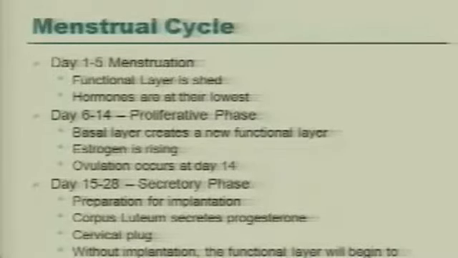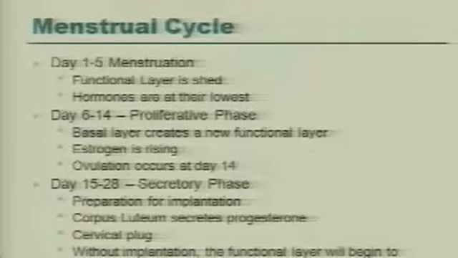The inside layer, the endometrium, will always have the basal layer, okay? The top layer, the functional layer, will be shut off day 1 through 5. Then it starts to build, right? It builds all the way through day 28, then it's shut off again. And that cycle repeats every 28 days. Isn't that great? Okay. Now, ovulation will happen at day 14.